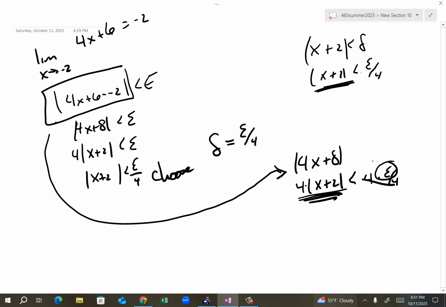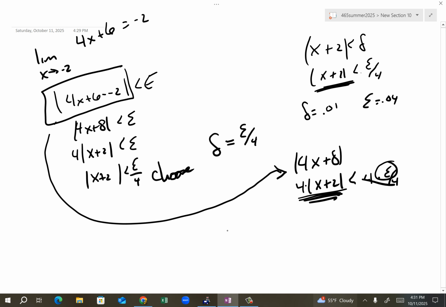It doesn't matter what you do. We're off to the races. I choose my delta. Well, let's actually try this out. Let's choose delta equals 0.01. Let's just say that's true. If that were true, that means epsilon is 0.04. Are you with me? Okay.